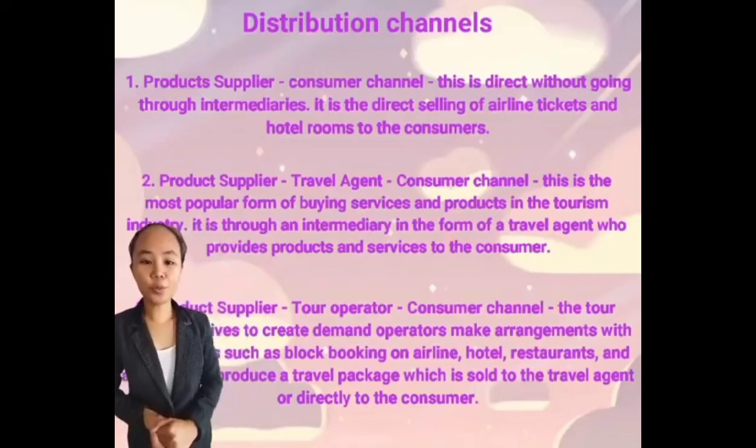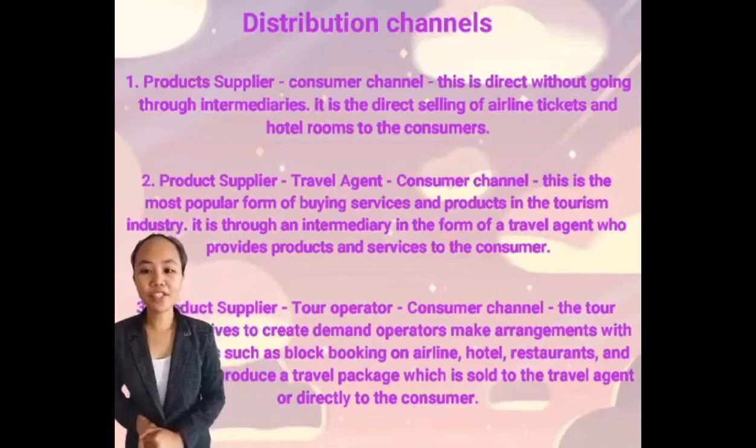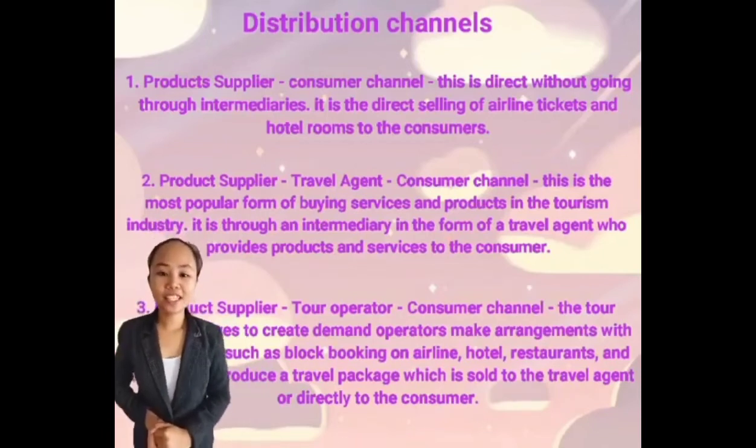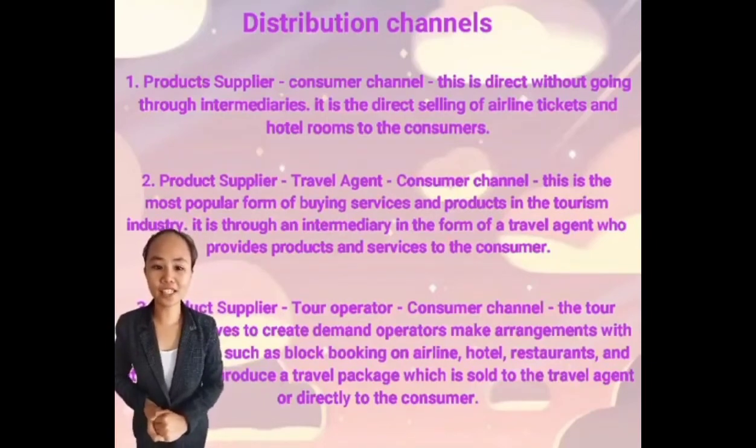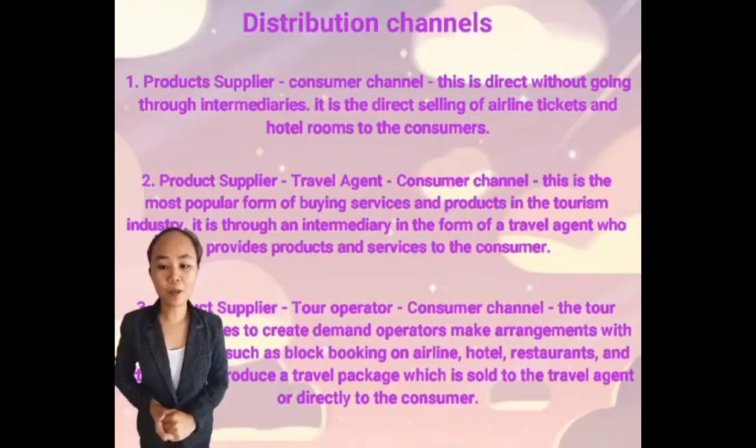Number 2, product supplier, travel agent, consumer channel. This is the most popular form of buying services and products in the tourism industry. It is through an intermediary in the form of a travel agent who provides products and services to the consumer. They retail the tourism products and sell them individually to potential travelers based on the policies and guidelines of the travel agency they represent.